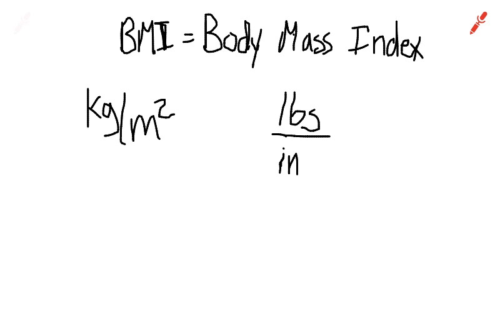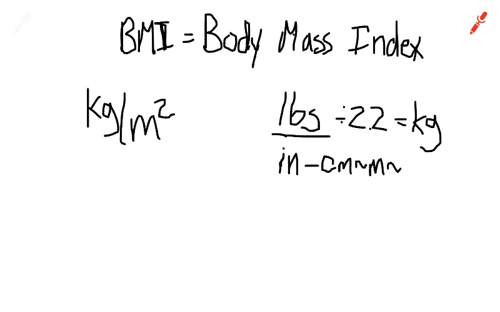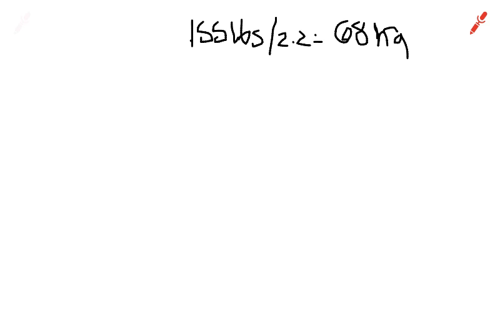To get pounds to kilos, you just divide by 2.2, since there are 2.2 pounds in a kilogram, and that will give you kilograms. And to get inches to meters squared, you have to do a little bit more calculation. With inches, you first get the centimeters, then get that to meters, and then you just square it to get meters squared. So we'll do a very quick demonstration. Taking my weight, I'm 155 pounds, so you divide by 2.2, and that'll be about 68 kilograms.